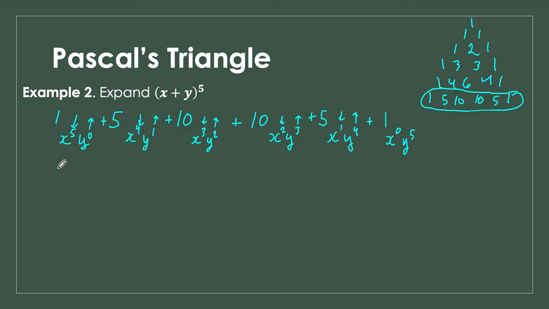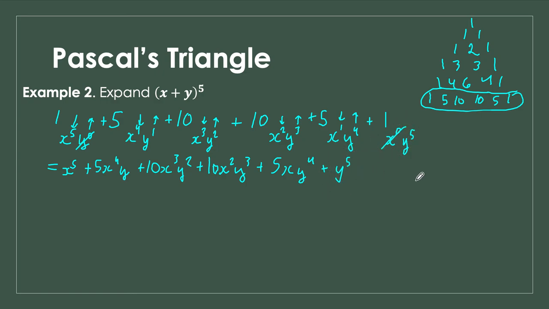So let's fix this. This will give us the answer. x raised to 5, y raised to 0 can be written as 1, plus 5x to the fourth y. We don't need to write the 1 on the exponent on the y, plus 10x cubed y squared, plus 10x squared y cubed, plus 5x, we don't need to write the 1 raised to 4, plus this becomes 1, right? So we have y raised to 5, and that's our answer.